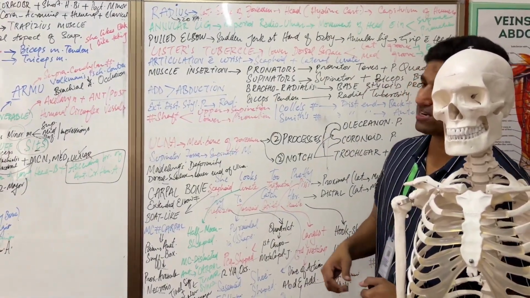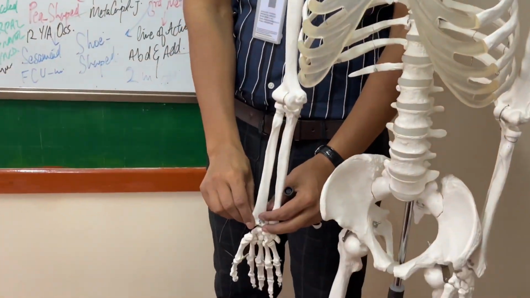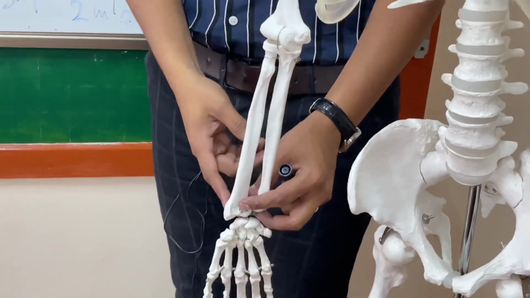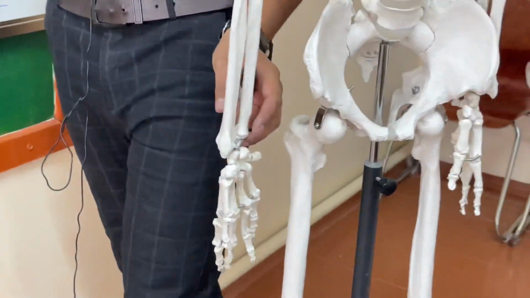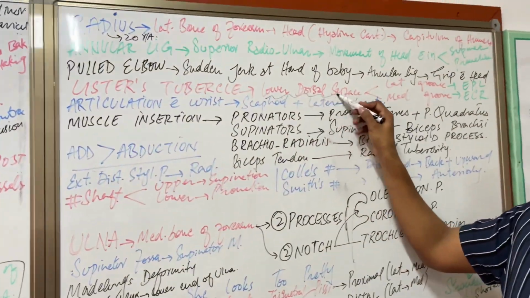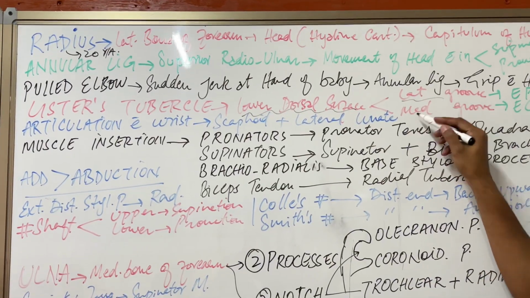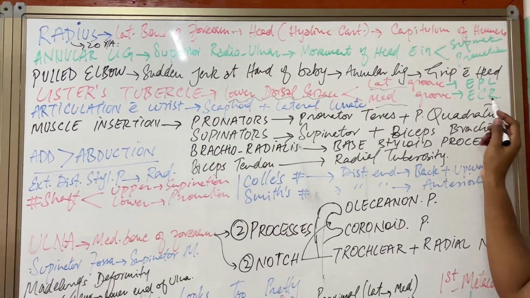Then we have a tubercle called the dorsal tubercle present at the dorsal lower end of the radius. It has a medial groove and a lateral groove. You can see over here, the distal tubercle. We have a lateral groove and a medial groove. The lateral groove is for the extensor pollicis longus, and the medial groove is for the extensor carpi radialis.